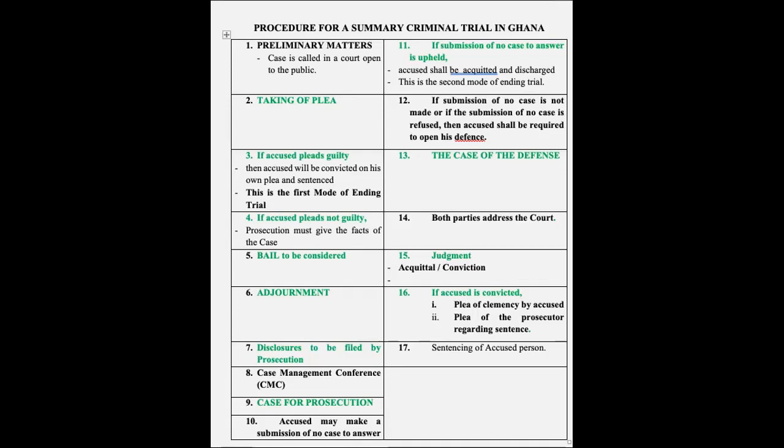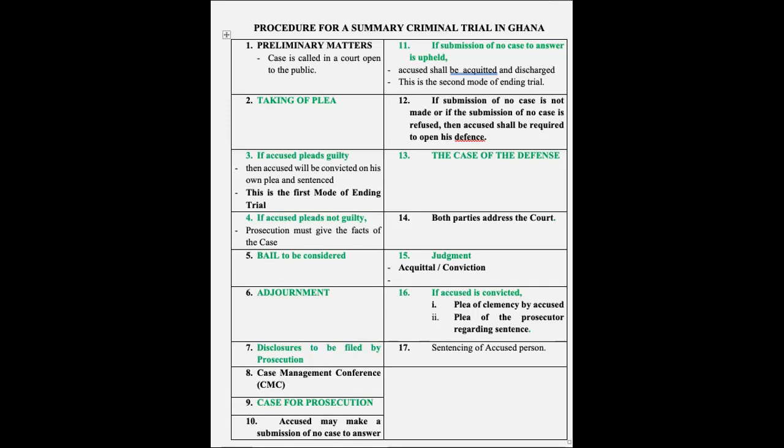So I've condensed the whole process, the summary trial, into 17 points over here. I started with the preliminary matters. I then proceeded to deal with the taking of the plea. I dealt with what will happen if the accused pleads guilty, that he'll be convicted on his own plea. I dealt with what will happen if the accused pleads not guilty. Prosecution will have to give their facts. I dealt with the fact that if the case is pleaded not guilty, then bail will have to be considered. And number 5, after that, there's supposed to be an adjournment. I mentioned I'll deal with this in detail.